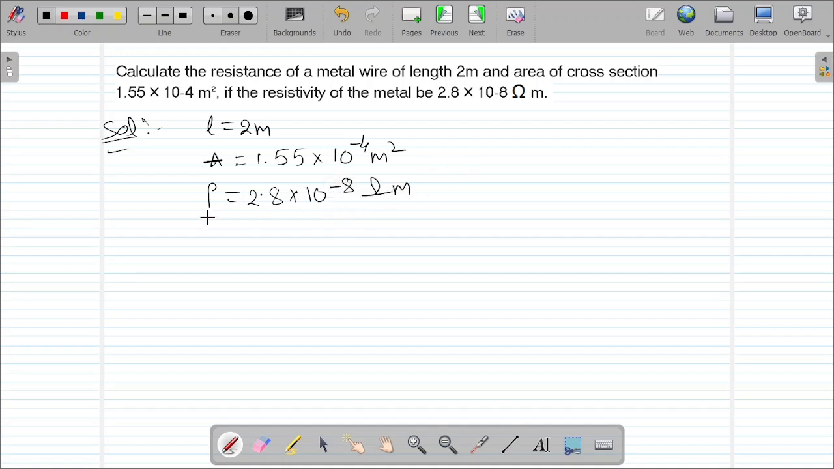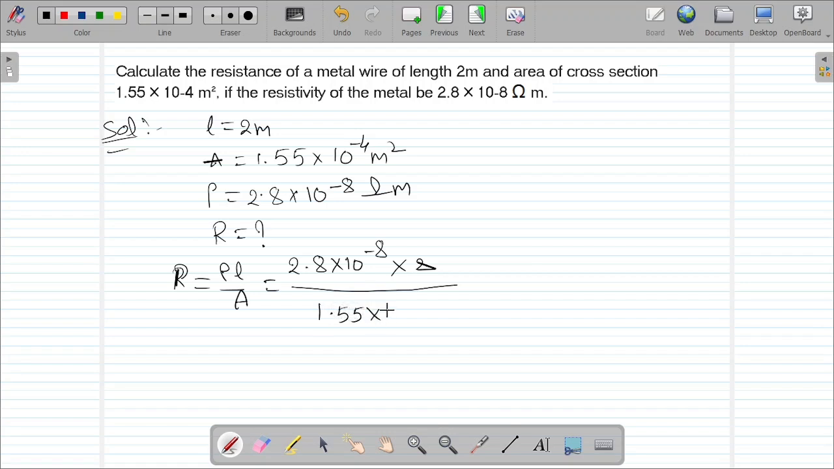Okay, so what do they ask us to find? Resistance. So what is the formula? R equal to rho L by A. What is the resistivity here? 2.8 into 10 to the power of minus 8, into length 2 meters, by area, which is 1.55 into 10 to the power of minus 4. The powers of ten get cancelled.